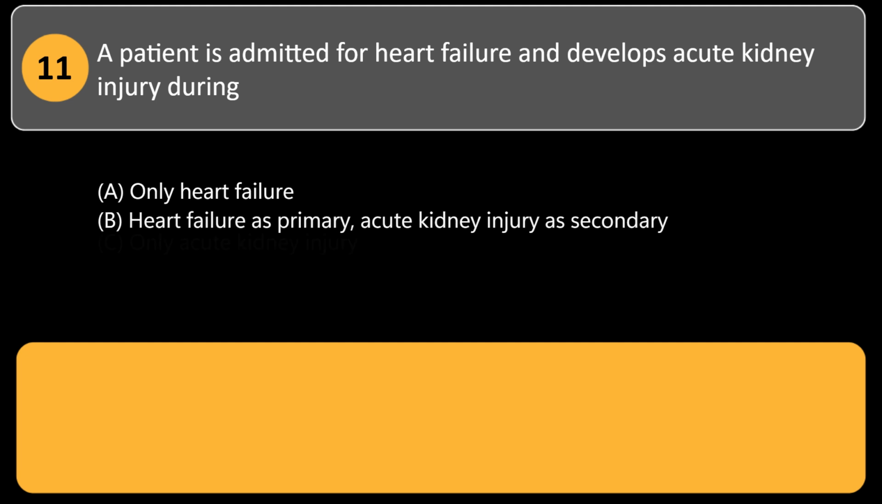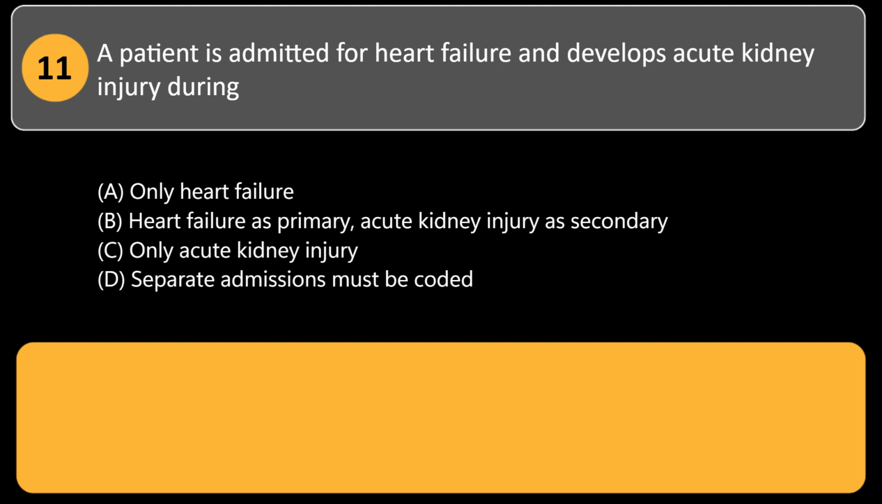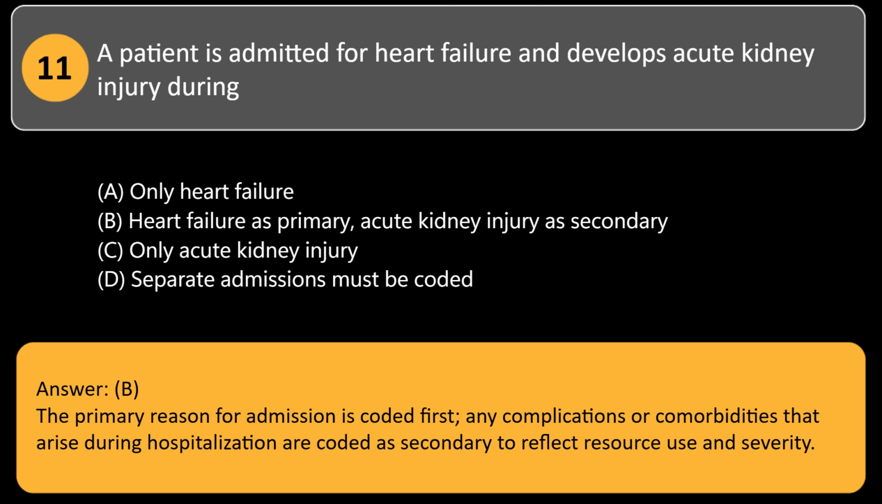A patient is admitted for heart failure and develops acute kidney injury during hospitalization. How should this be coded? A. Only heart failure. B. Heart failure as primary, acute kidney injury as secondary. C. Only acute kidney injury. D. Separate admissions must be coded. Answer: B. The primary reason for admission is coded first. Any complications or comorbidities that arise during hospitalization are coded as secondary to reflect resource use and severity.